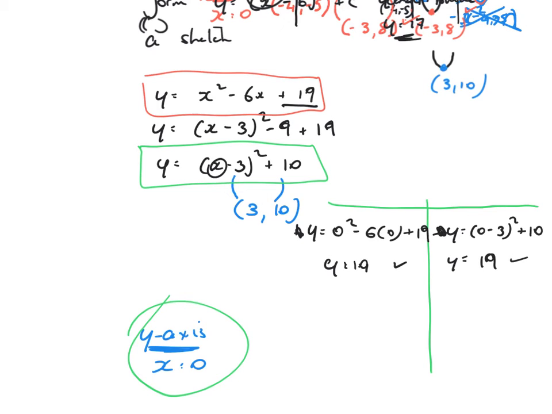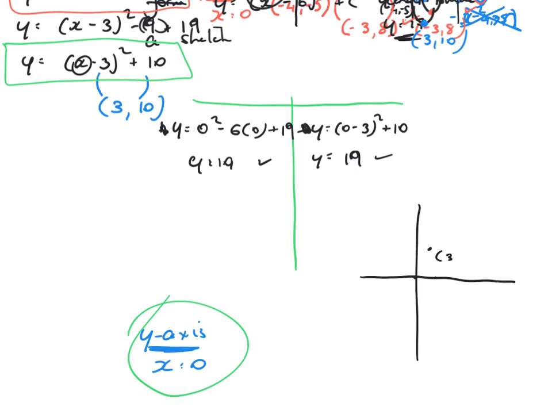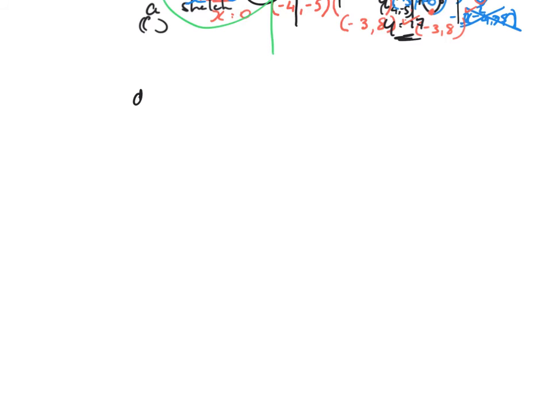Okay, so I've got all the information that I need. I've got the turning point, I've got the shape of the curve, and I've cut the y-axis, and I can now make a sketch of the curve. Okay, so turn point is at 3, 10, so along to 3 up to 10, that might be about there. Cut the y-axis up at 19, which might be about there, and it's concave down, take your time, and there we go.